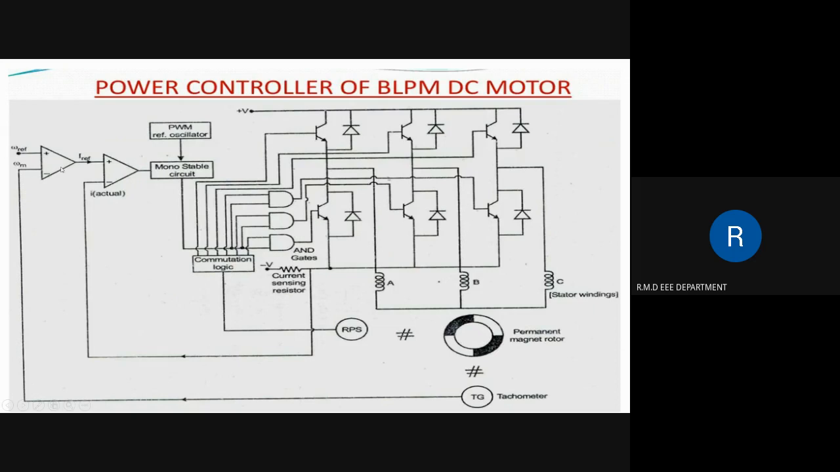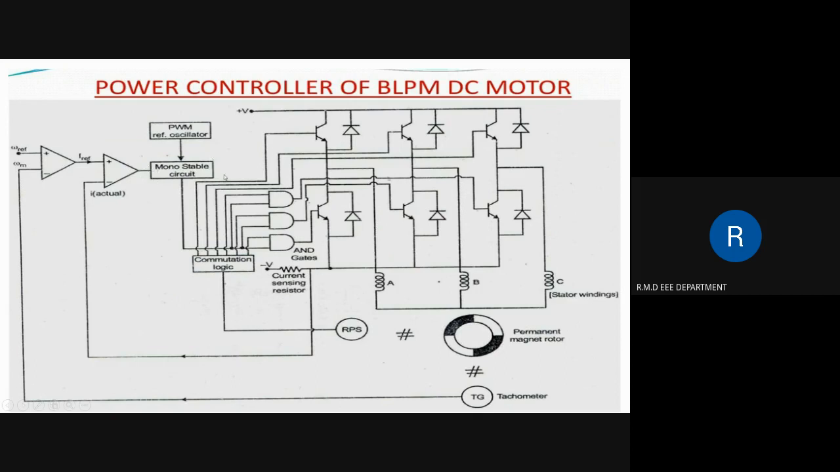Next is the speed comparator. The speed comparator compares the reference speed omega reference with the actual speed which is sensed by the tacho generator. The output of the speed comparator, that is the error signal, serves as the current reference for the current comparator. And now the current comparator circuit. The current comparator compares the reference current with the actual current signal I actual, which is obtained from sensing the current using a current transducer, and the resulting error signal is fed to the monostable circuit.